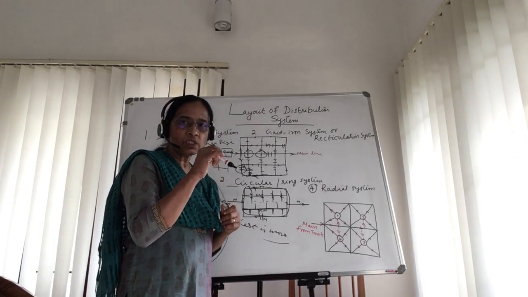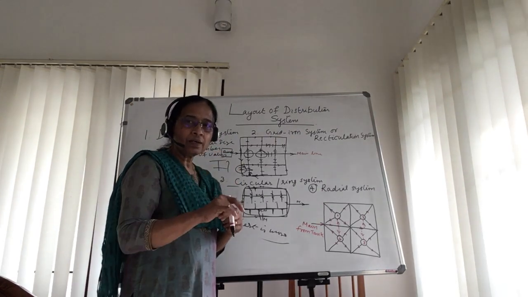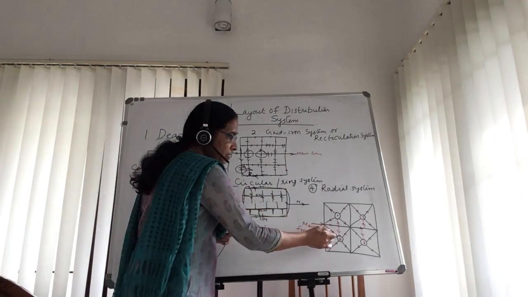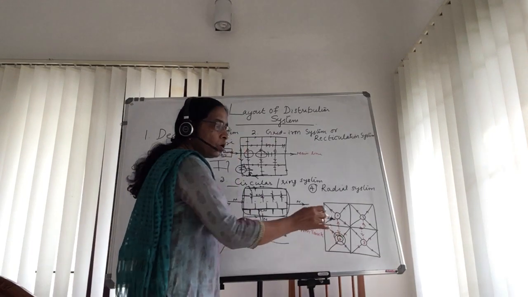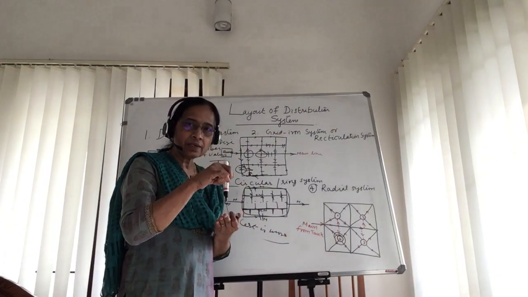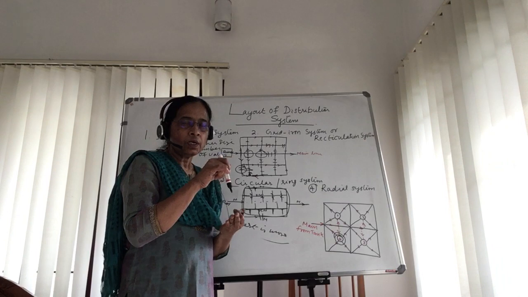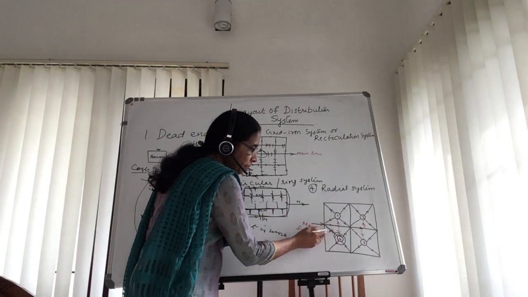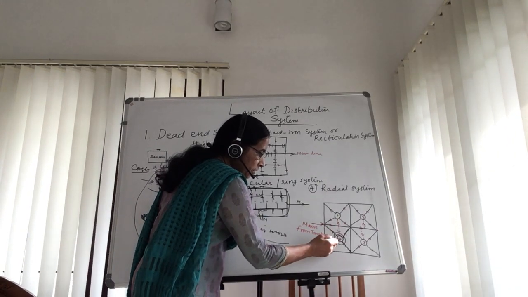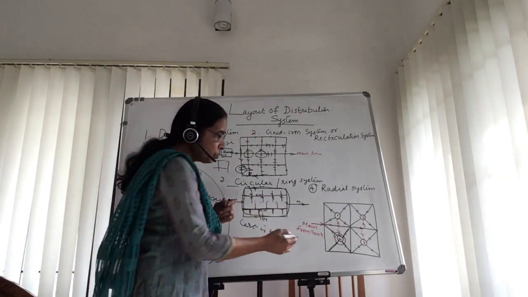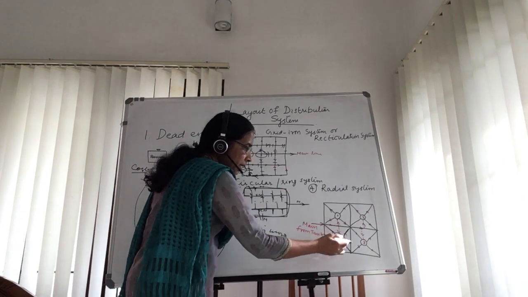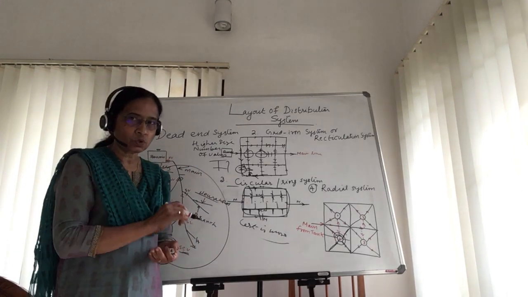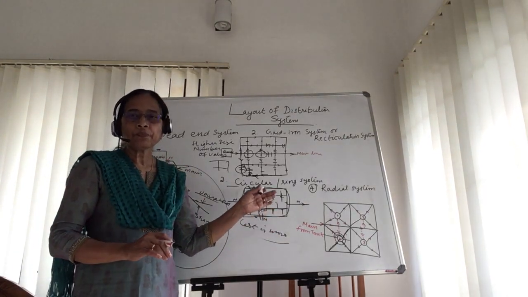And each zone is provided with a tank or reservoir at the center of that particular zone. That means each zone is provided with an overhead tank at the center of that zone, so that you can lay the pipe radially to all the directions from the tank which is located in the center of that particular zone.